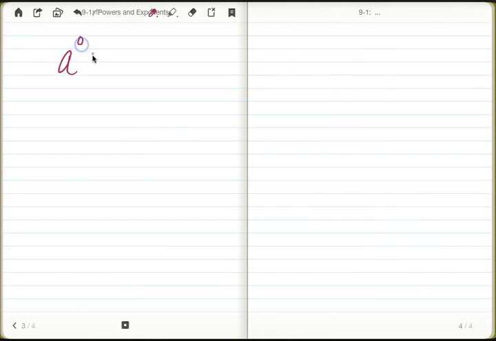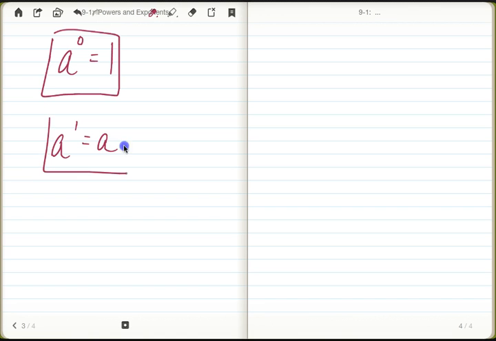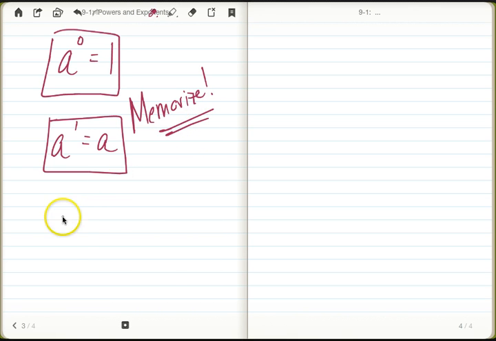Any number to the 0 power is equal to 1. Any number a to the 1st power is equal to itself. Memorize. You can always work backwards like I just did to figure out the rules, okay? But it would be helpful just to memorize these facts. Maybe slap them onto some note cards.